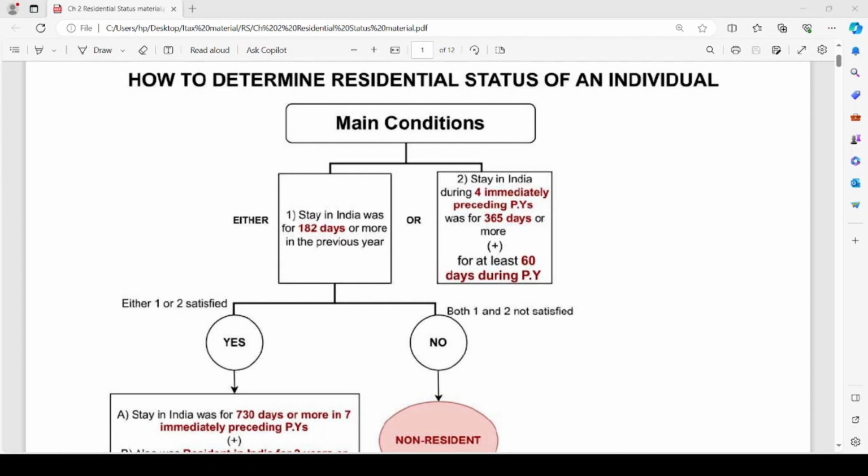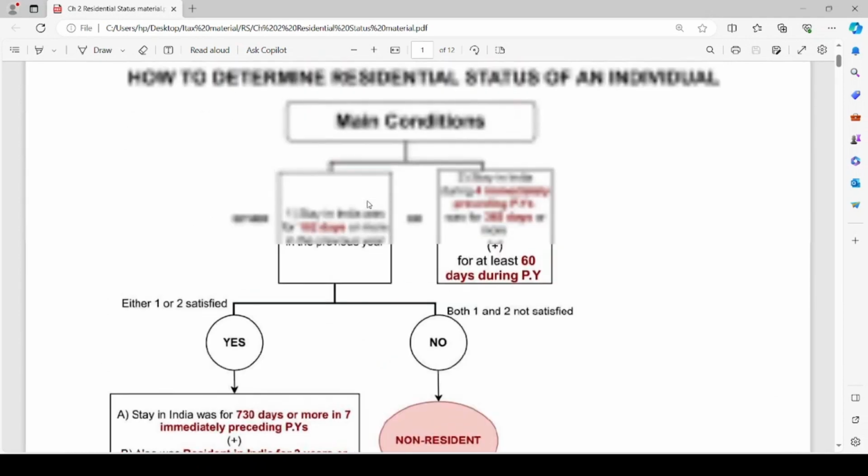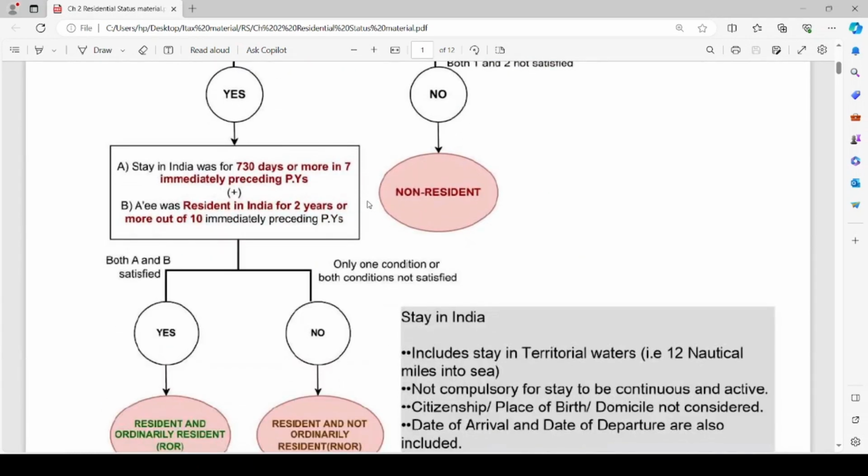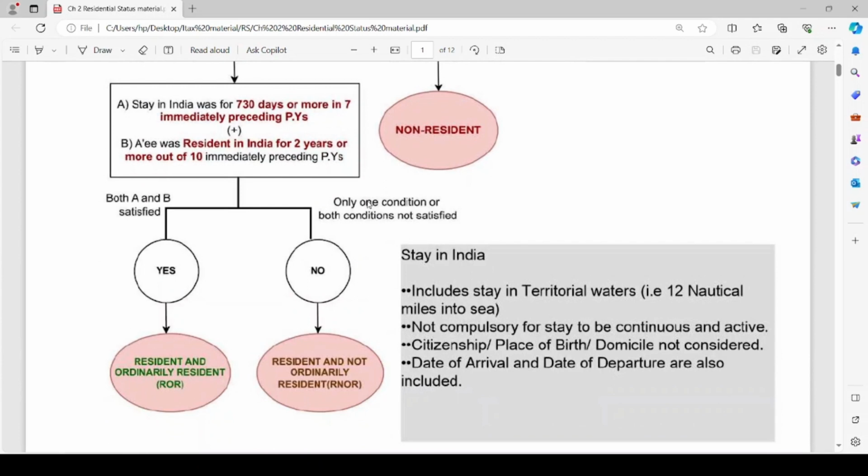So how to determine the residential status of an individual? Here, before determining the residential status of an individual, let us go through a small concept called stay in India. What does stay in India mean? The stay in India includes stay in territorial waters, that is the 12 nautical miles into the sea. If a person stays in India or in territorial waters that extend to 12 nautical miles into the sea, he is considered to stay in India.